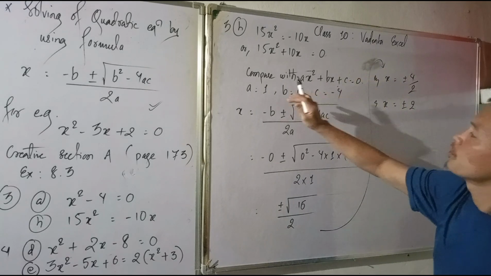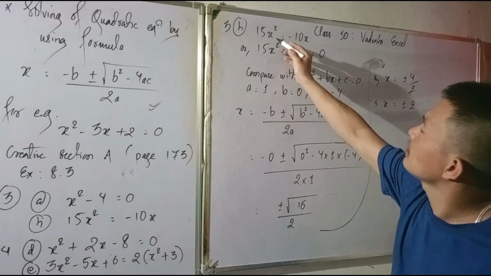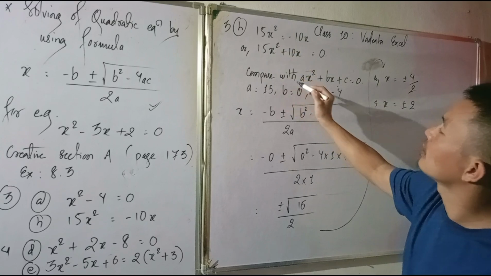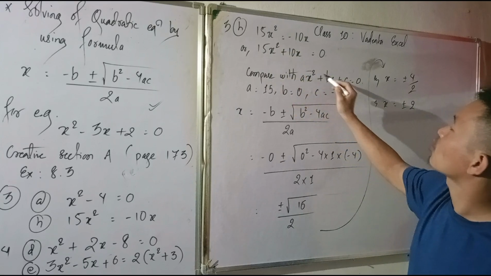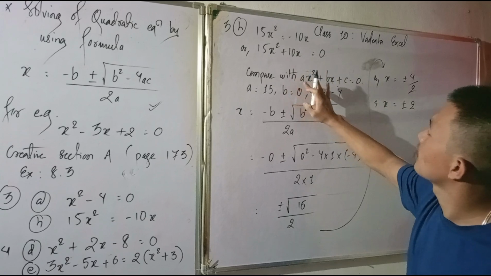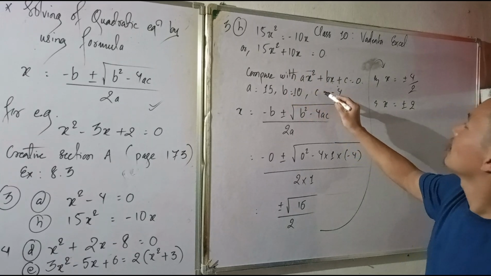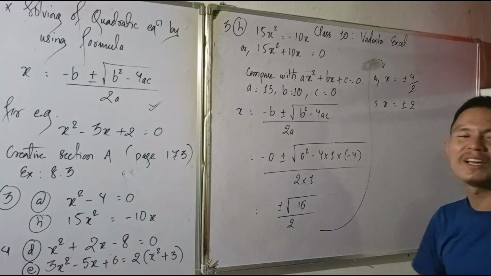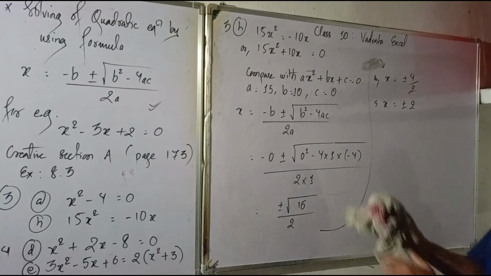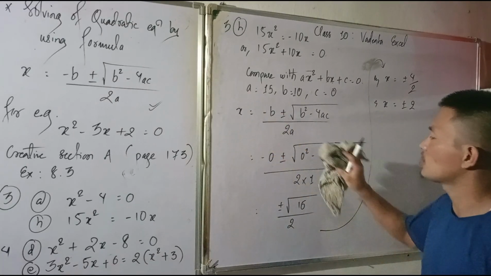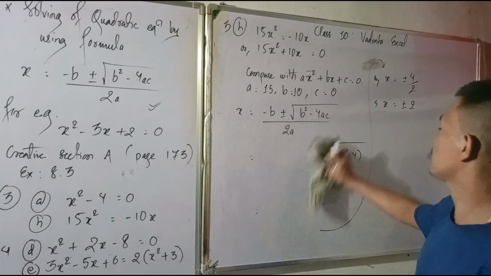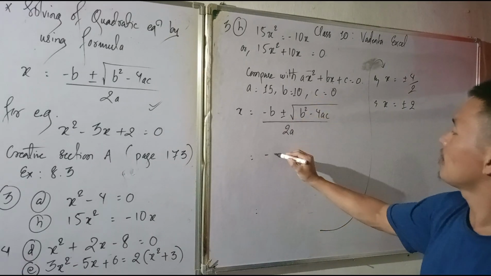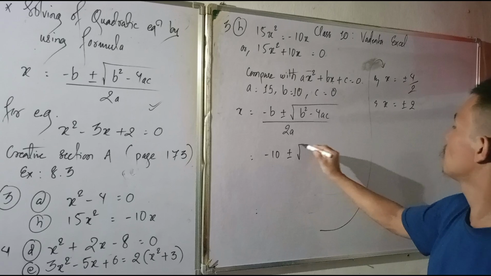Compare with ax squared plus bx plus c equals 0. When you compare this equation with this, you will get the values. A is the coefficient of x squared, we have 15. B, the x coefficient, we have 10. C, the constant, we don't have a constant term, so that is equivalent to 0. Now the process is the same, just substitute the values of a, b and c.